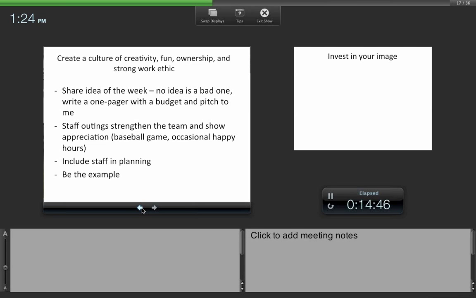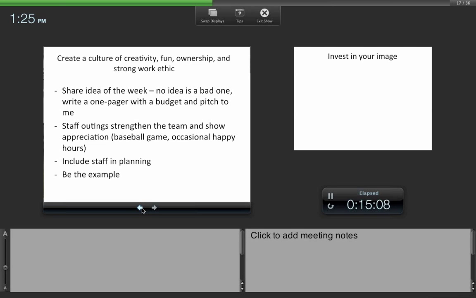Staff outings, we go to a baseball game, we go to happy hours once in a while. I like to include staff in planning when at all possible. And I also try to be the example. Be the first to work, be the last one to leave once in a while. Show up at tree plantings. I don't just sit behind a desk all the time.